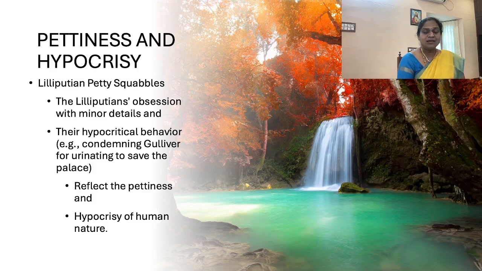Their behavior is very hypocritical, especially when they condemn Gulliver for urinating. And why did Gulliver urinate? He didn't have any other means to extinguish the fire. And so, in order to save people and the palace from being burned down to ashes, he urinated. But that is looked at, that's being condemned. So they are hypocritical, and that reflects the pettiness and hypocrisy of human nature.